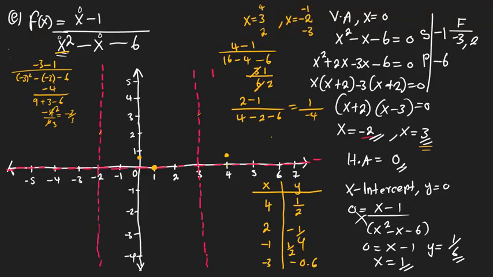I have all the points. Let me plot them. Let me plot 2, comma negative 1 over 4, which is 0 point something. So 2, comma negative 0 point something. I'm getting this point here. It's this point, so 0 point something in the negative axis.